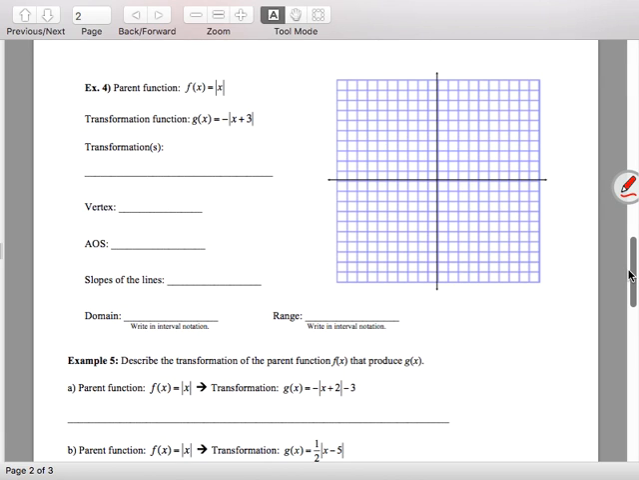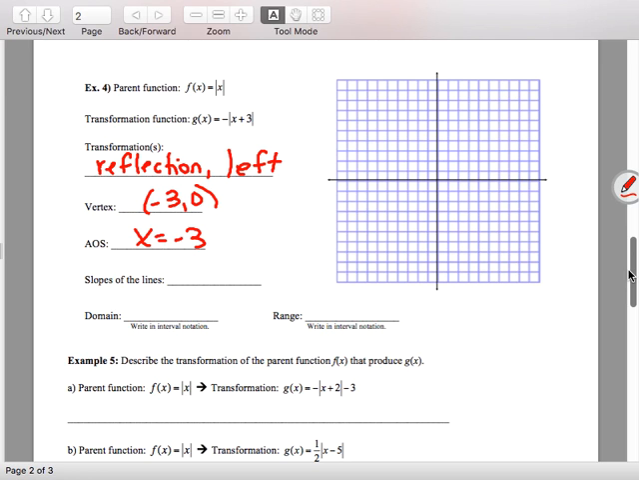Anybody have the transformations? There are two things. Yeah, Julia? Reflection and left 3. Awesome. Reflection and left 3. So what would the vertex be, George, if I move it left? Negative 3, 0. Awesome. So then my axis of symmetry is x equals negative 3.